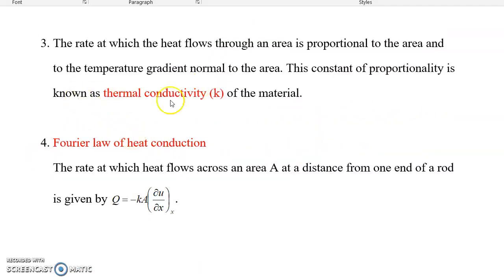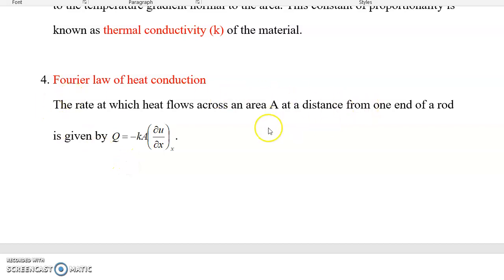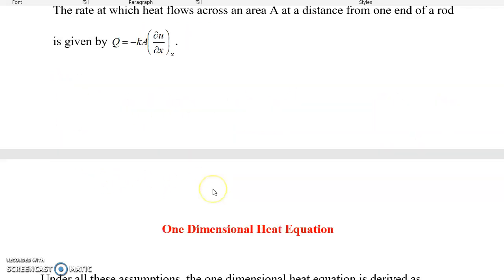And the next is about the thermal conductivity. The rate at which the heat flows through an area is proportional to the area and to the temperature gradient normal to the area. So that is actually the thermal conductivity. And the fourth one is the Fourier law of heat conduction, which is the rate at which the heat flows across an area at a distance from one end of a rod, and it is given by this.